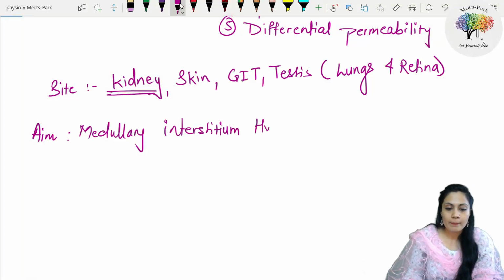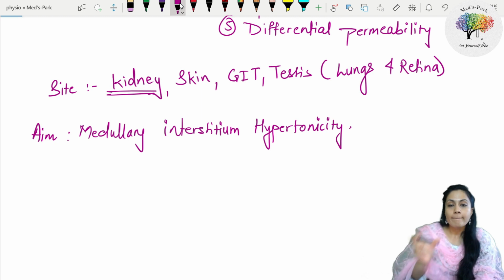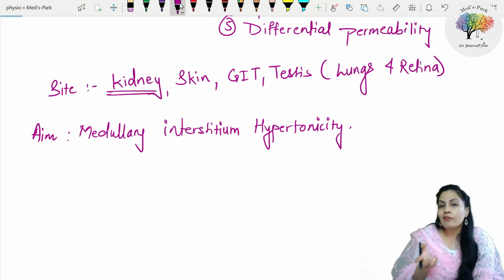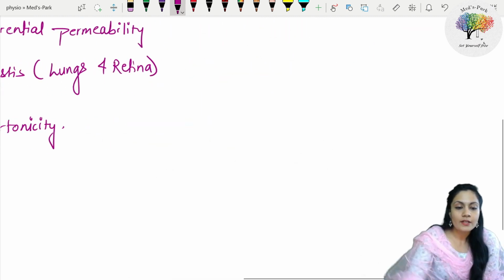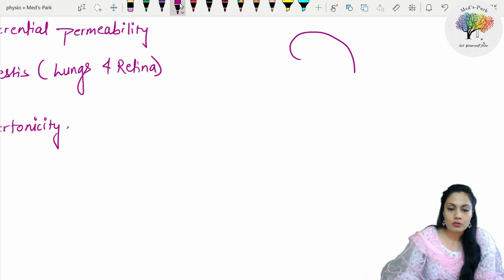Interstitium hypertonicity. So just follow me, whatever I'm writing. Medullary interstitium. Which medulla are we talking about? If I draw a kidney over here, suppose this is the kidney, right? And suppose this is the ureter coming out from the kidney.